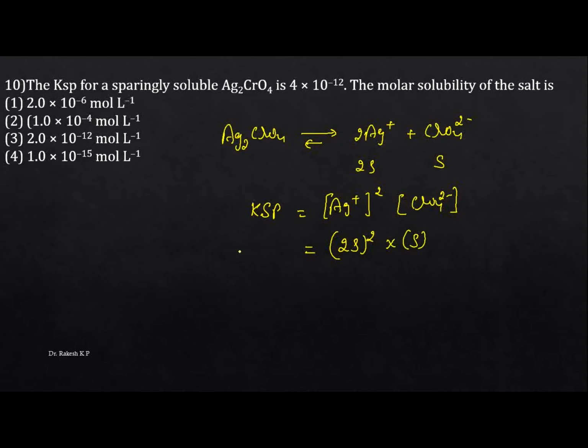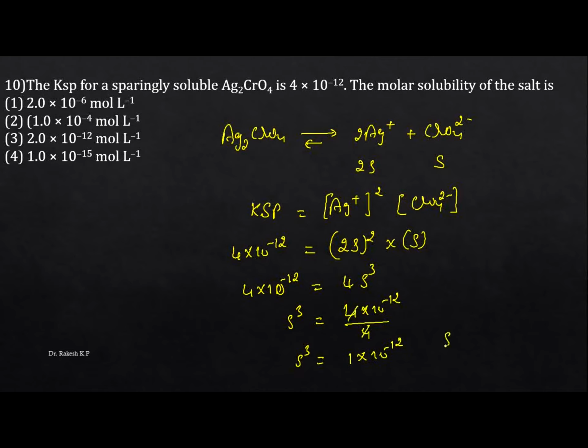The Ksp value they have given is 4 into 10 to the power of minus 12. So 4 into 10 to the power of minus 12 is equal to 4s cube. Now s cube is equal to 4 into 10 to the power of minus 12 divided by 4, which means s cube becomes 1 into 10 to the power of minus 12, because the 4 gets cancelled.